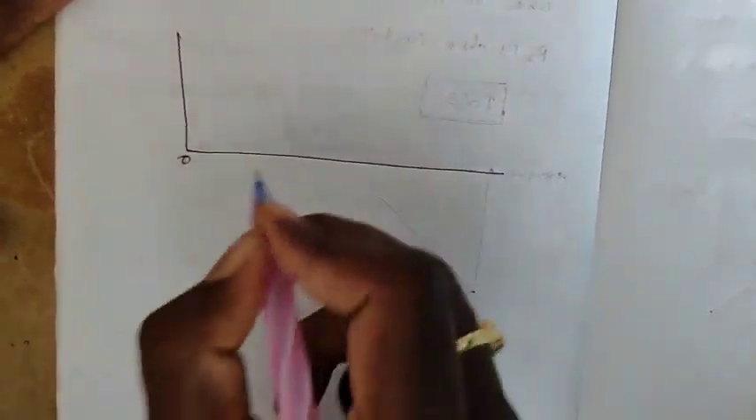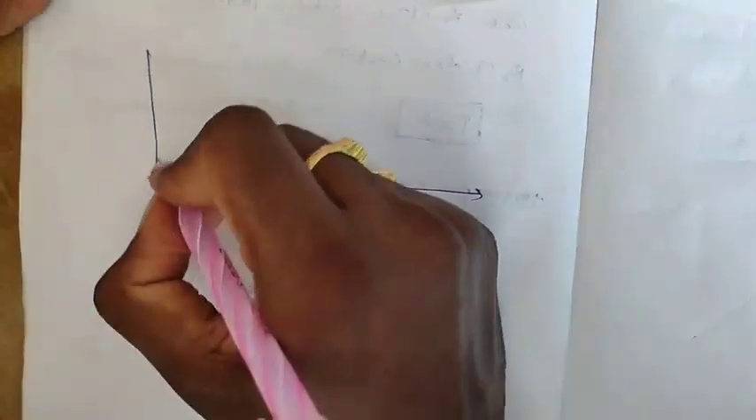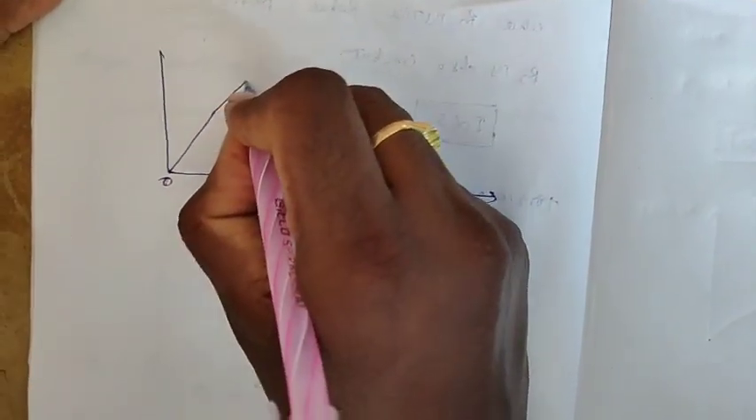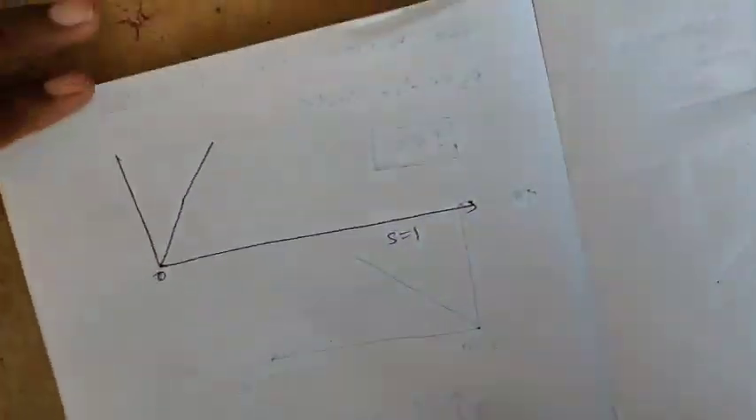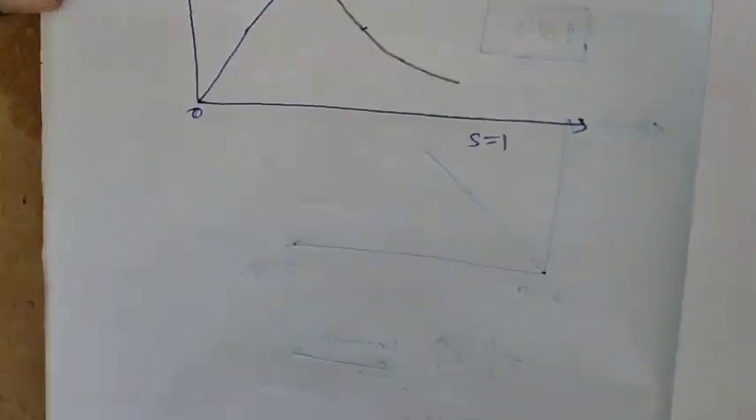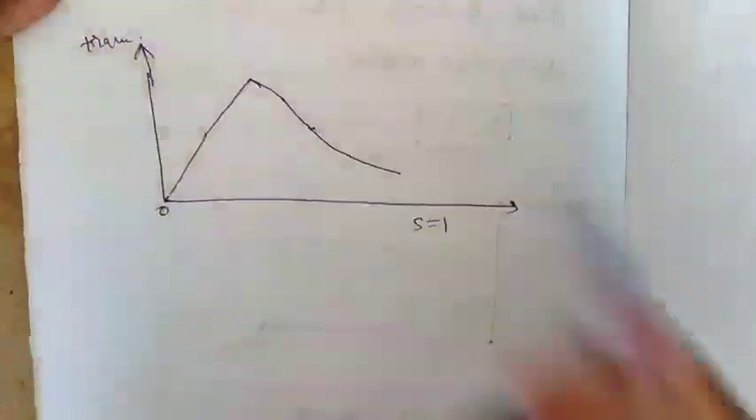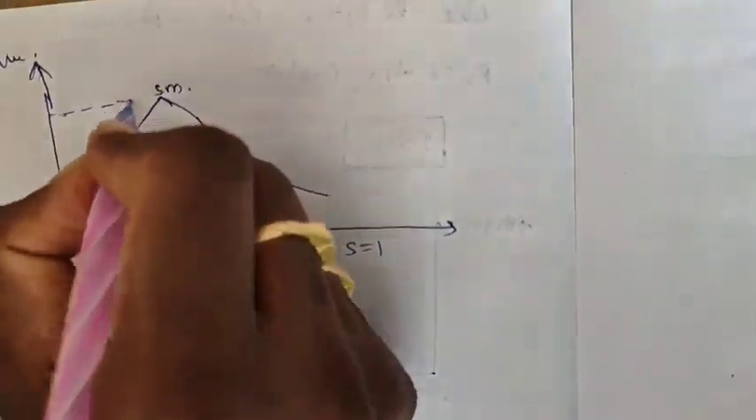So this one is the slip equal to 1. Up to here it is a straight line. After that, the torque is like that. This is the torque. So this is the maximum slip at this condition.